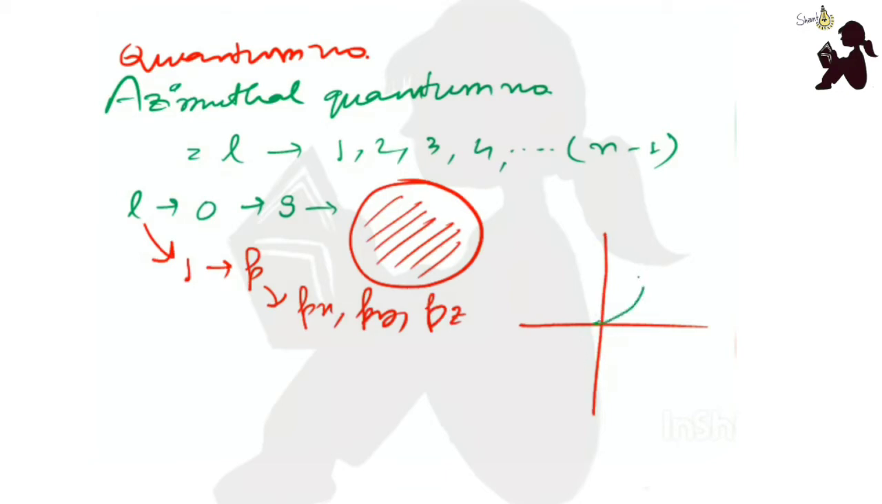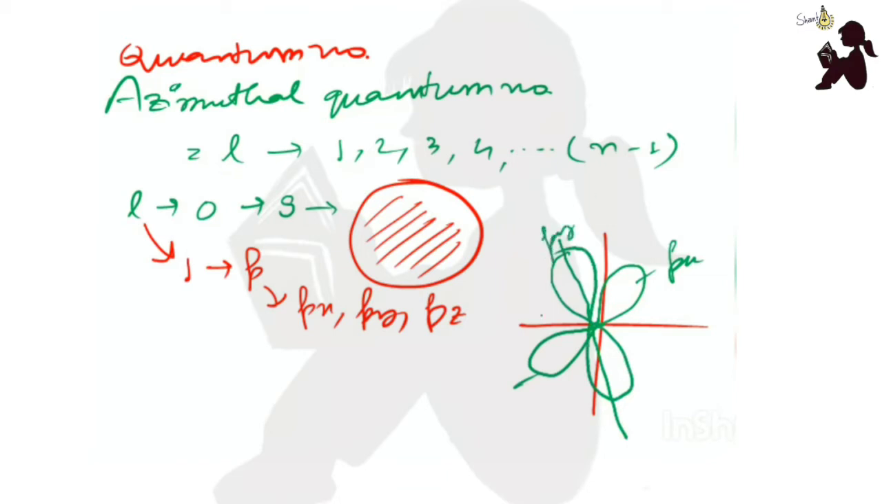Let us suppose this is px. Okay, so this is our py. From here comes another. This will be our pz. Okay, so but what happens if L is equal to 2?